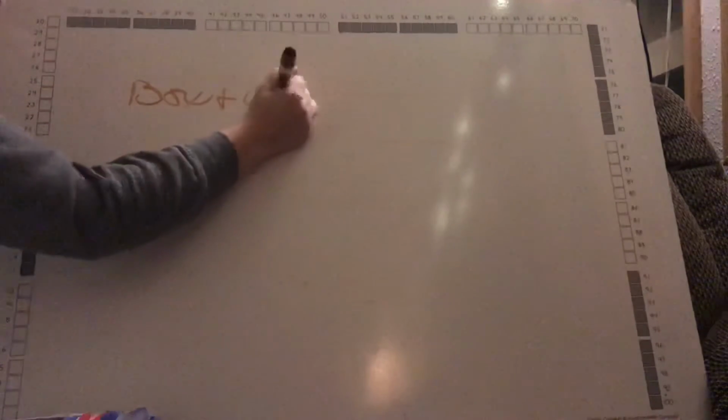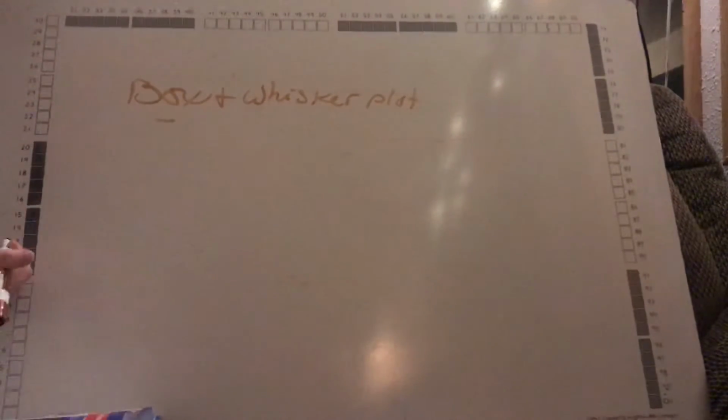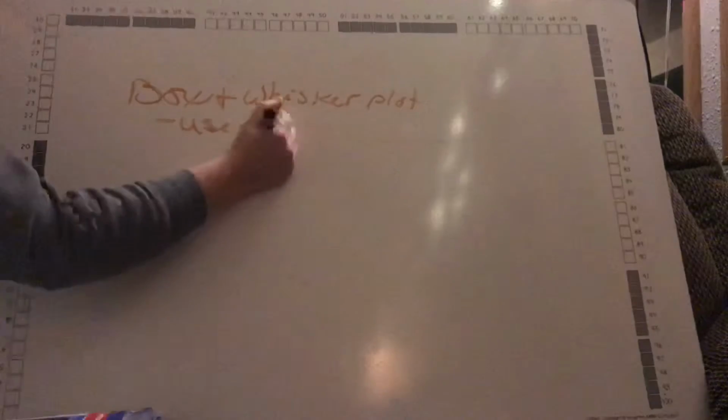And so we have some vocabulary. The first one is actually just box and whisker plot. So we'll write that down. And a box and whisker plot uses a number line to show the distribution of a set of data. So it uses a number line.